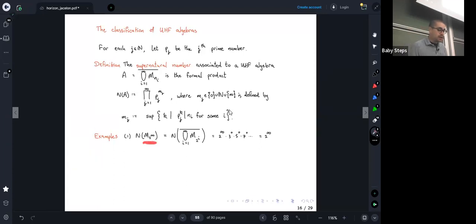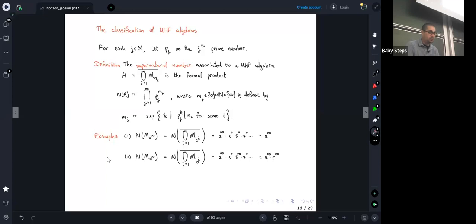If we take this C*-algebra, M_2^∞, this sequence M_2 sitting inside M_4, sitting inside M_8, the matrix sizes are just 2^i for every i. What does that mean? That means we're getting arbitrarily large powers of 2 dividing these n_i's. So m_1, for the prime 2, would be infinity. But for all the other primes, they don't divide these numbers at all, so these m_j will just be 0. So the supernatural number will be 2^∞, 3^0, 5^0, et cetera. So it's just 2^∞. It's a formal product. This is just a formal expression.